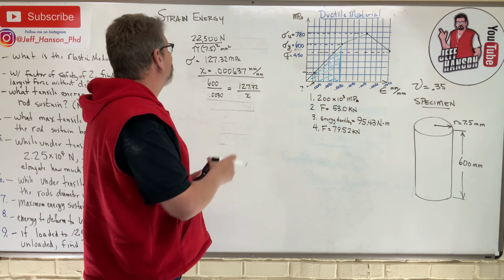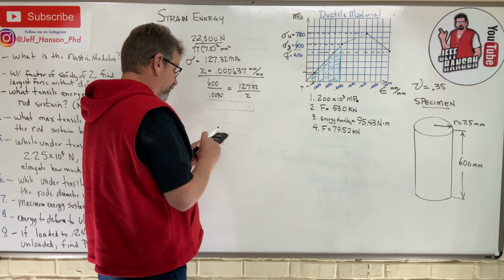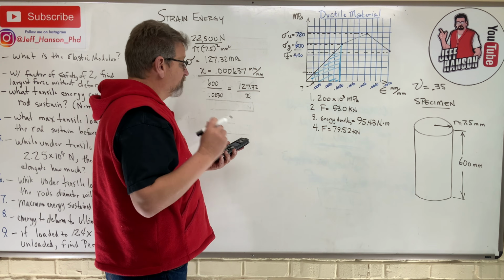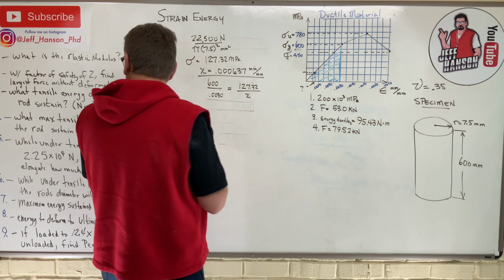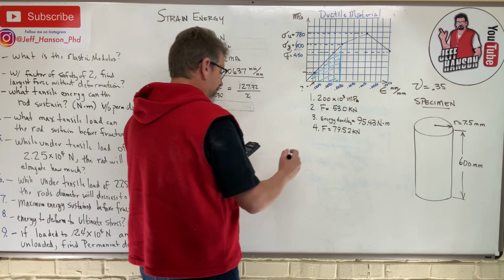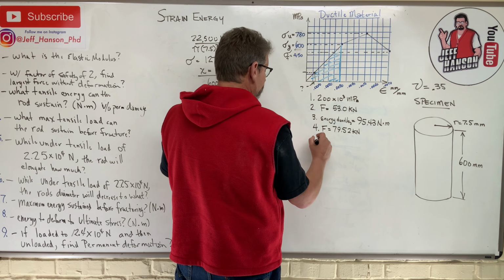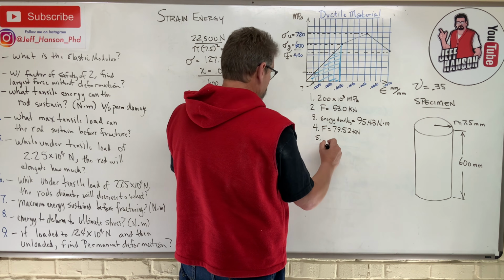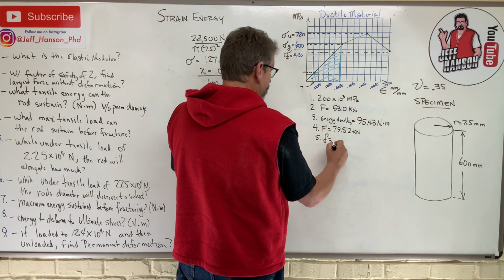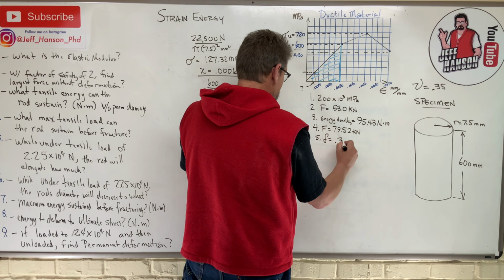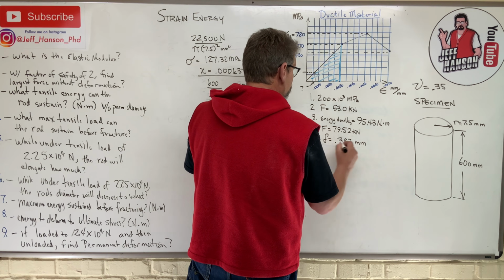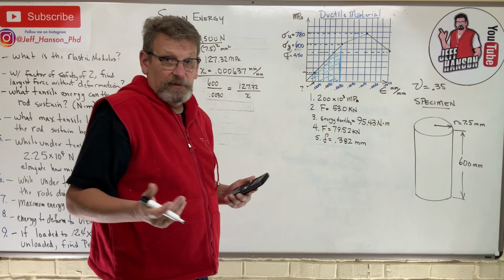600. So I have to take that number and multiply it times 600 equals the total stretch, because it asked me that. The rod will elongate by how much? Well, here it is right here, number 5. The rod will elongate, I'm going to put a little delta there, 0.382 millimeters, okay? That's it.